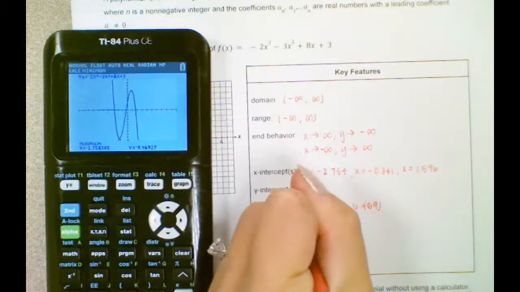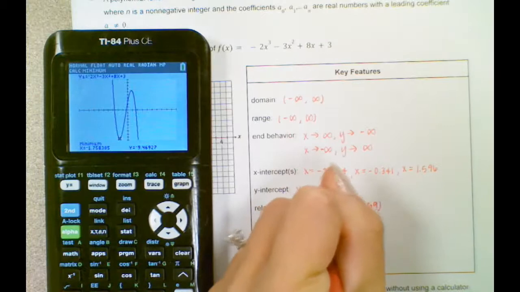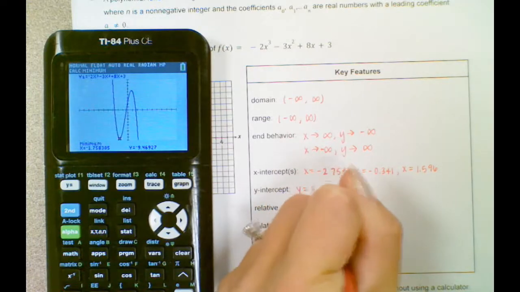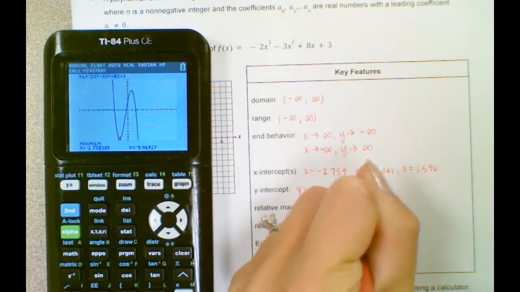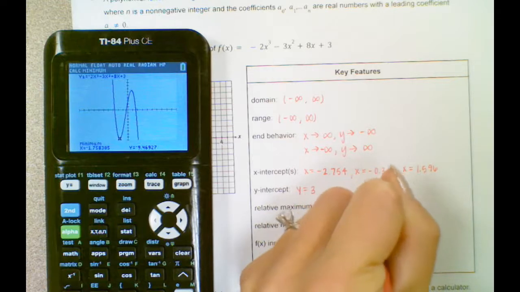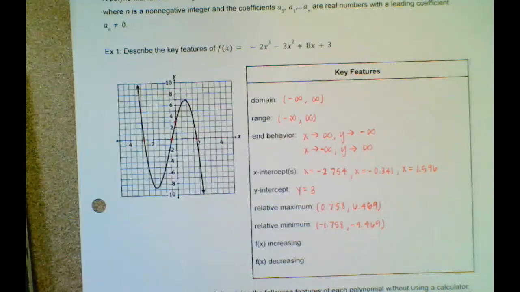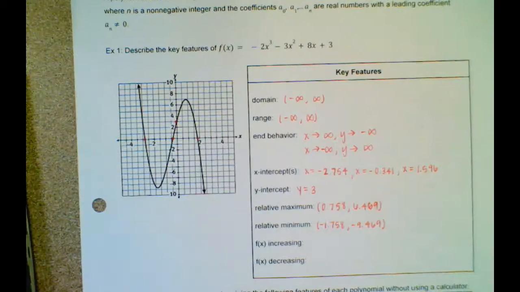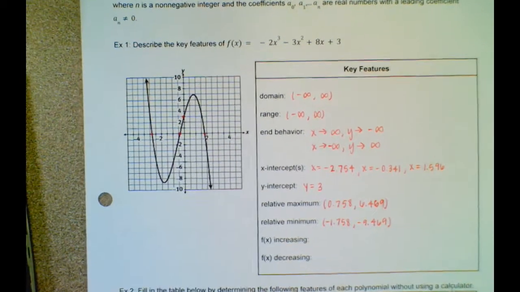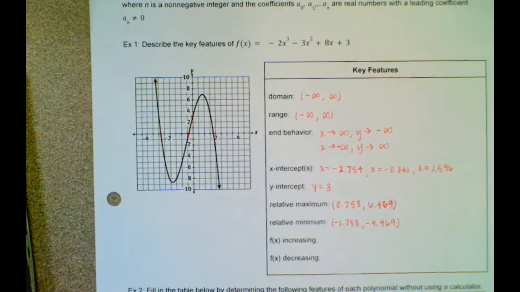And the minimum is negative 1.758, comma, negative 9.469. Alrighty. And then the last part here, we need to find out when the function is increasing and when the function is decreasing. So we want to think of these on intervals, okay?